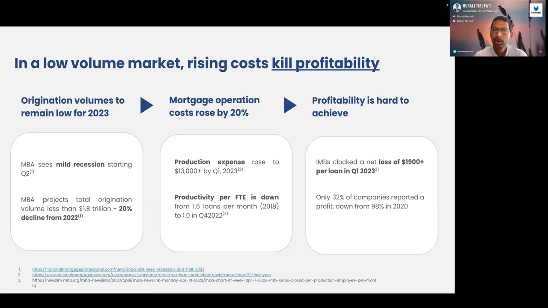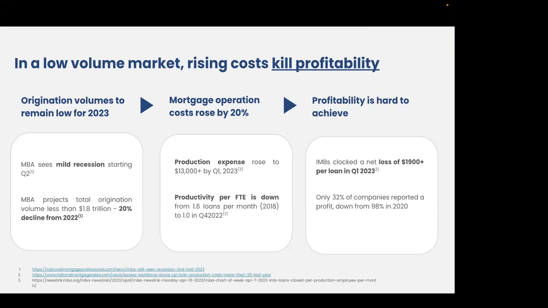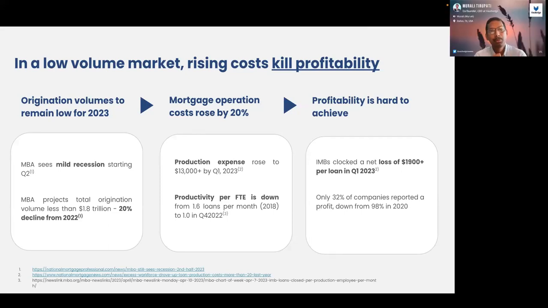So definitely volumes are down, right? No question about it. And MBA also projects that there will be a mild recession sometime in the middle of this year. Of course, the definitions of recession vary, and there are different metrics to look at. But the overall consensus is that there could be a recession sometime in the middle of this year. Now, both these things are, of course, driving the volumes down, right? So the drop in volume is a reality.